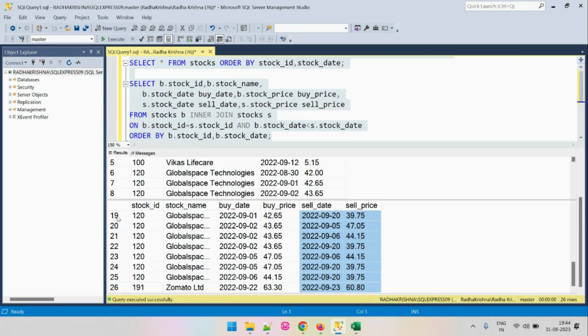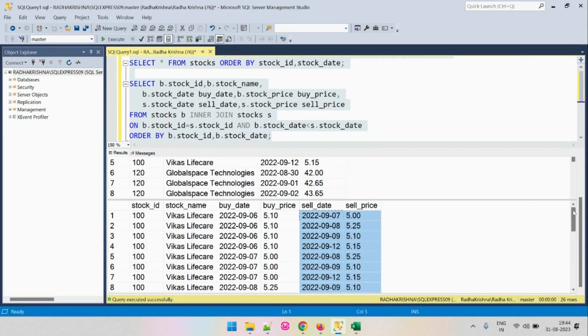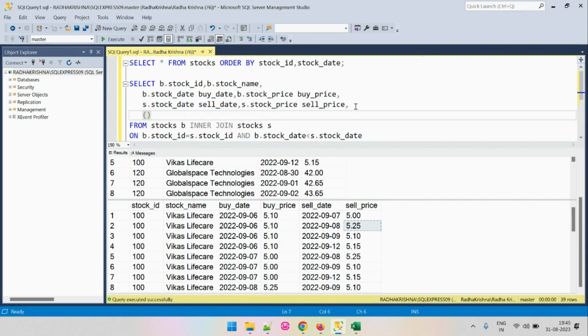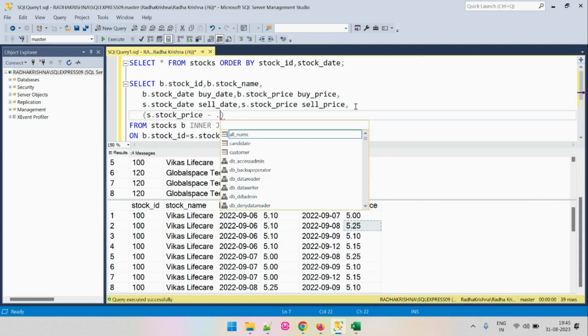Now for each combination, like for each of the records, what we will do is sell price minus buy price. So if we are purchasing it for say 5.10 and we are selling it for 5.25, the profit or loss will be calculated as selling price minus buy price. So that will be our profit. So for every record, let's do that. For that, we will add an additional column, and it will be s dot stock price minus b dot stock price.